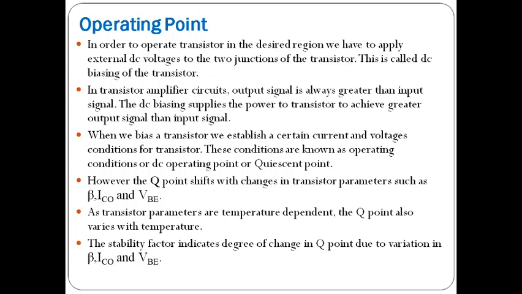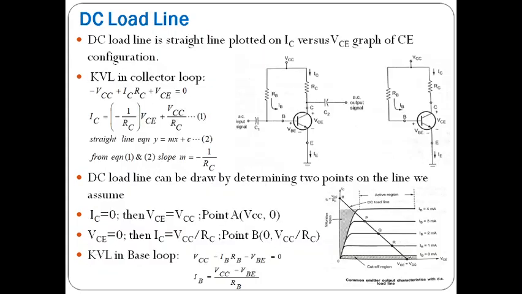So firstly we need to stabilize these three parameters. Why? Because these three are varying with the temperature. To make them stable with temperature, that is defined with the stability factor. So the stability factor indicates the degree of change in Q point due to the variation in beta, ICO and VBE. Clear? So first we need to know about the DC load line.